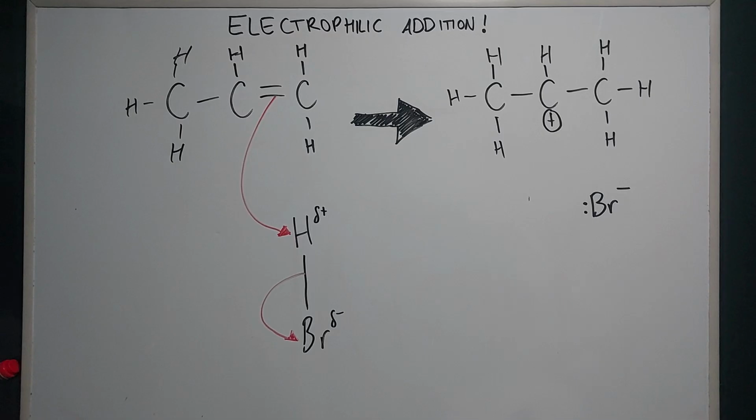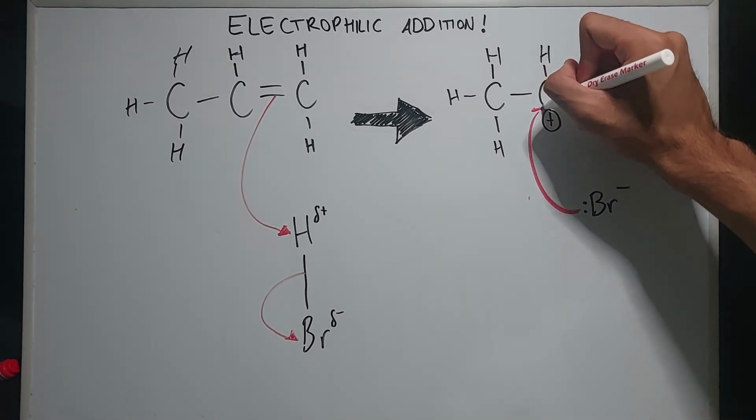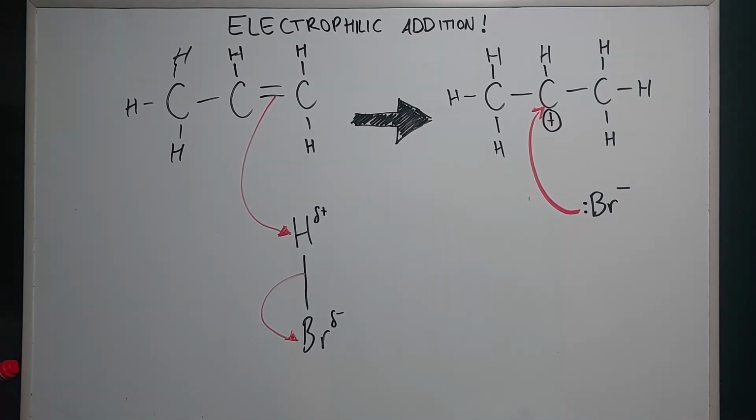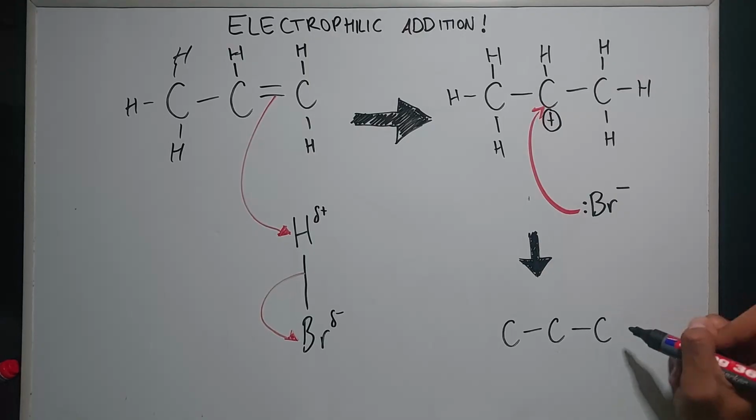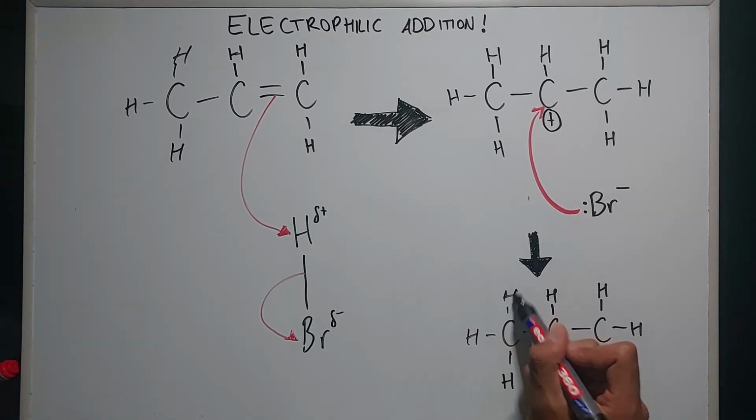You must show lone pairs on your nucleophiles and the negative charge as well, otherwise you will lose marks in the exam. Next, our nucleophile will add on to the carbocation. You show the curly arrow moving from the lone pair to the carbon. Finally, show the final structure. And we have formed 2-bromopropane.